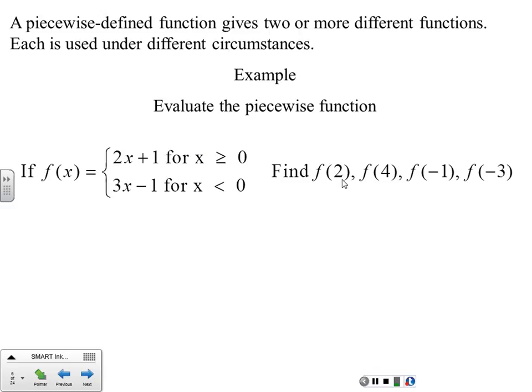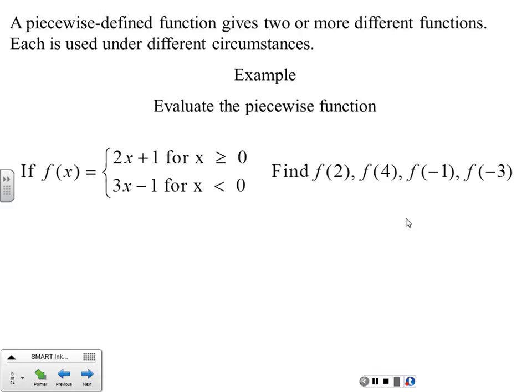Look at this. This valve, you can only plug numbers that are equal to or greater than 0 into it. Whereas this valve, you can only plug in numbers less than 0 into it. Okay? So, which function am I going to plug this 2 into, top or bottom? Top. Which function am I going to plug the 4 into, top or bottom? Top. Which function am I going to plug the -1 into, top or bottom? Bottom. And which function would I plug the -3 into? Okay, trick question. Which function would I plug 0 into, top or bottom?